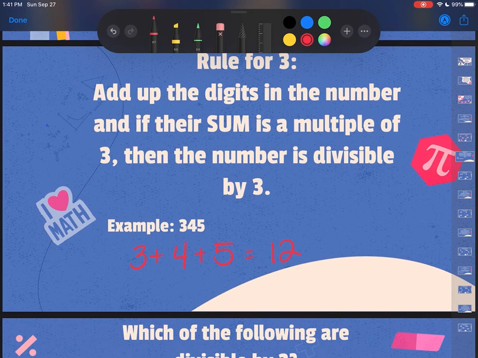12 is a multiple of 3, right? If I skip count by 3, I have 3, 6, 9, 12. So 12 is a multiple of 3. That means 345 would be a number that could be divided by 3. Sorry, y'all. I was thinking about the rules for 9 for a second. But that is the rule for 3. If my digits add up to be a multiple of 3, then my whole number is divisible by 3.